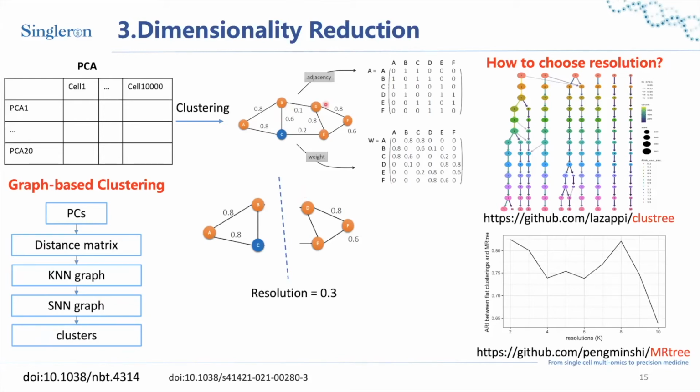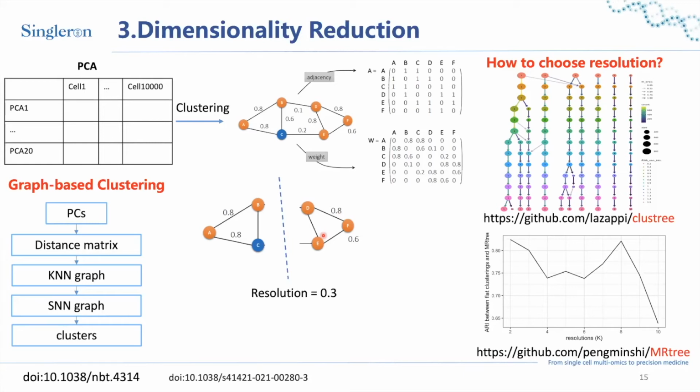So the graph is a KNN graph. Here, every node is a cell, and the weighted edge shows how strongly the two cells are connected to each other. By setting a resolution, for example 0.3, we will cut the edges that are lower than 0.3. Those badly connected cells will be separated from each other, and you will get two clusters. So if you want to get more clusters, you can set a higher resolution.